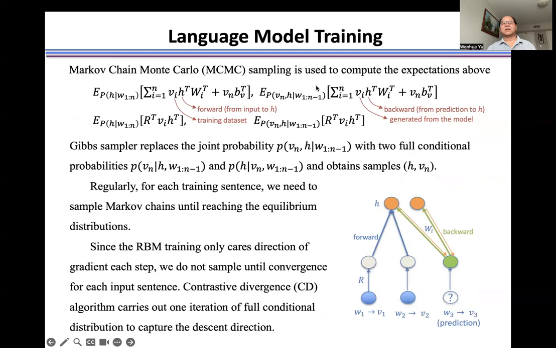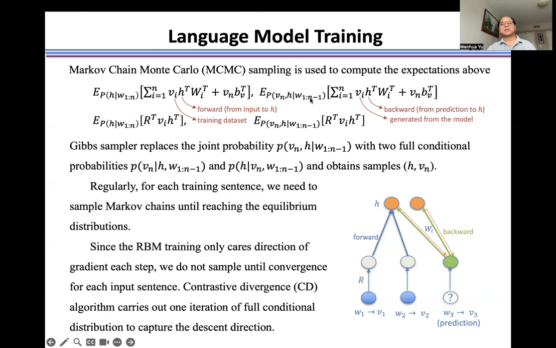Markov chain Monte Carlo sampling is used to compute the expectations above. For example, to calculate this expectation of the sum over this P, first, this V is sampled from a training dataset, and this H is sampled from a conditional probability of H. To calculate this expectation of a summation over this joint distribution, we need to sample both V and H from the joint probability.